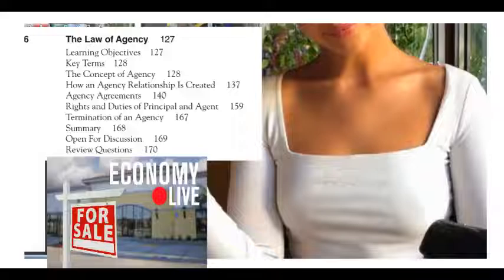This is known as the equal dignities rule. An agency permitting an agent to establish such a contract for the principal must itself be in writing. The Statute of Frauds stipulates the kinds of contracts that must be written to be enforceable.